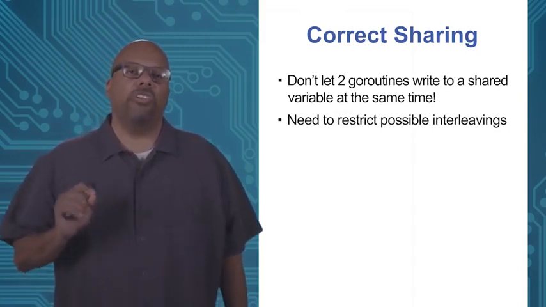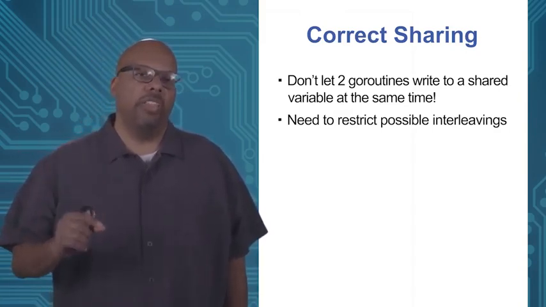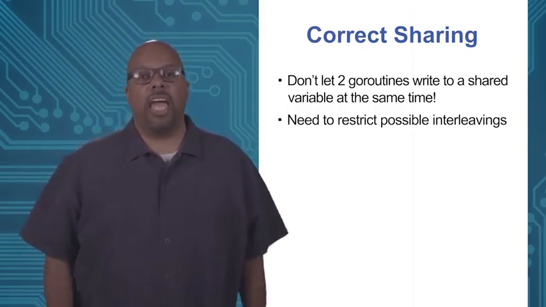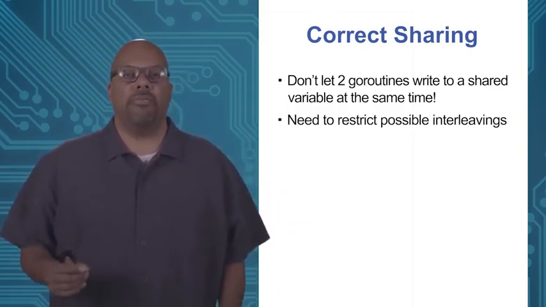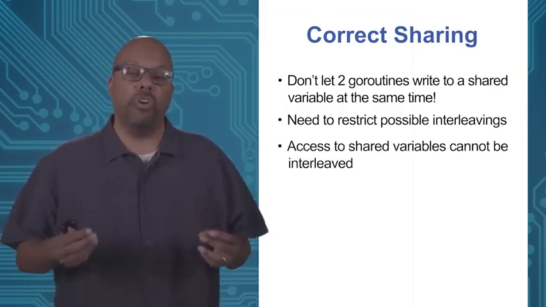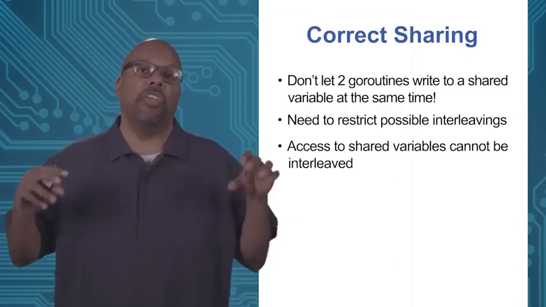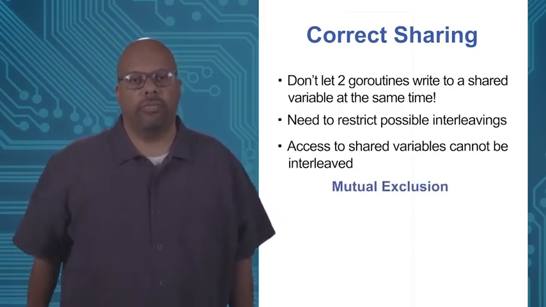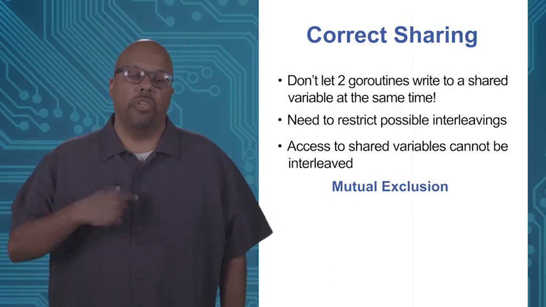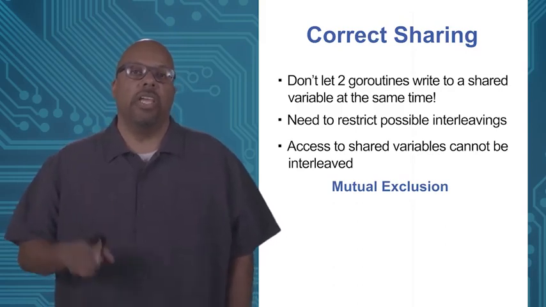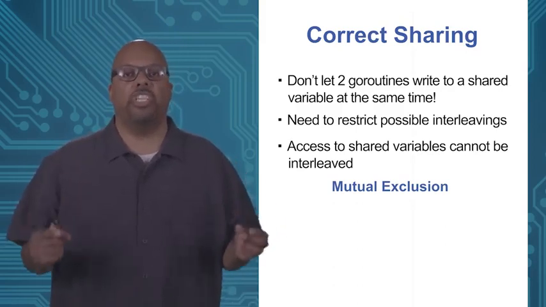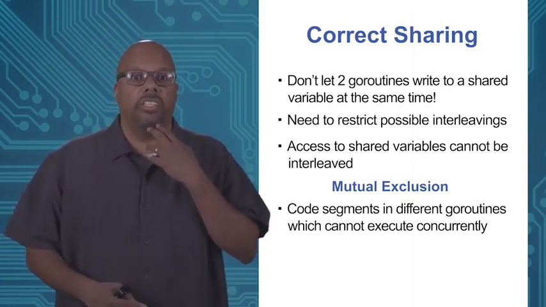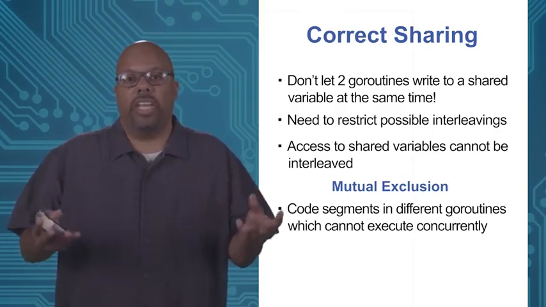Then you have to restrict their interleavings in such a way that you make sure that they can't both write to it at the same time. So access to the shared variables cannot be interleaved. You have to somehow, as a programmer, ensure that they can't both do that at the same time. So how do you do that? That is called mutual exclusion. You as a programmer have to declare code segments in these different Go routines which cannot execute concurrently, so that they cannot be interleaved.